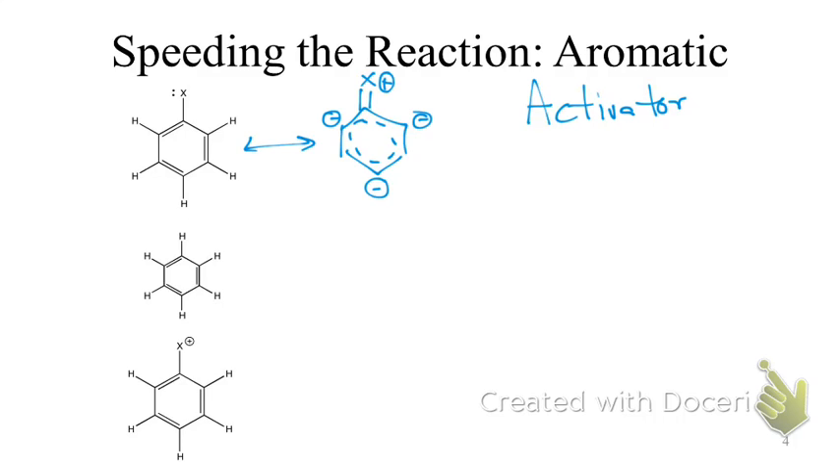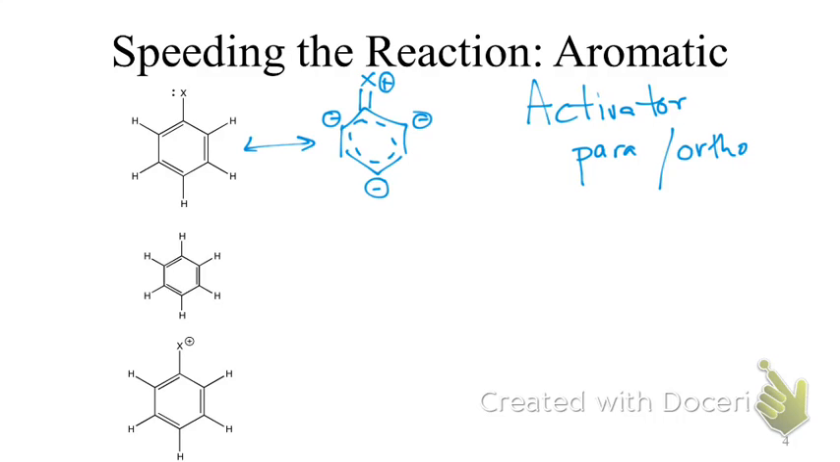What positions would I expect my substitution to occur at? Well, it's going to be wherever I have negative charge. Where do I have negative charge on this aromatic ring? Which carbons? In theory, you should know this from lecture. What's the difference between each of those positions? We're looking at our para and ortho positions.